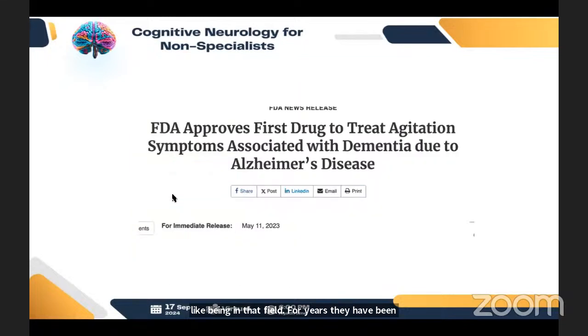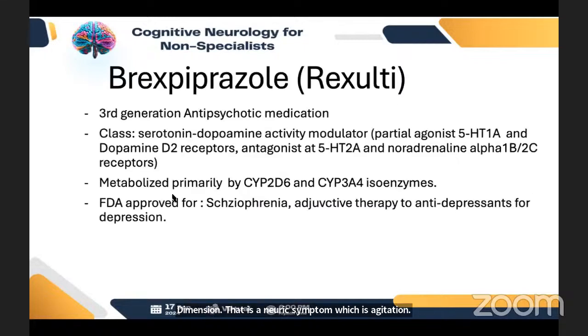So last year, in May 2020, there was the first time a medication was FDA approved to treat a symptom of dementia, that is a neuropsychiatric symptom, which is agitation. That medication, as I mentioned, is brexpiprazole, brand name Rexulti. It's a third generation antipsychotic.